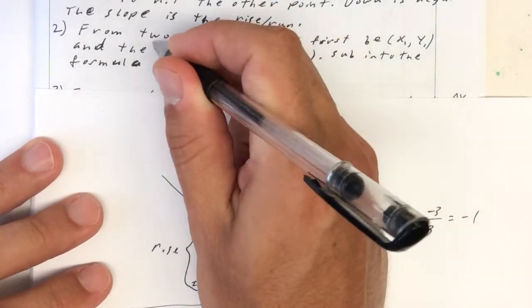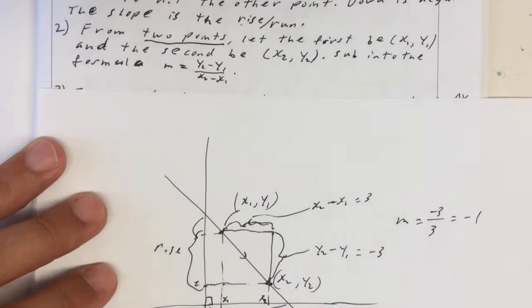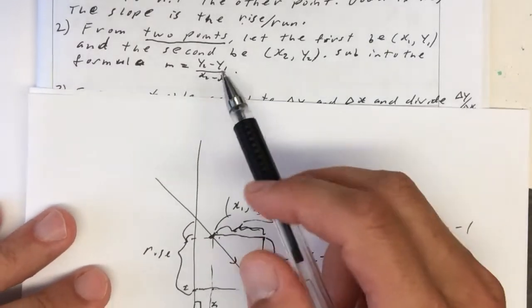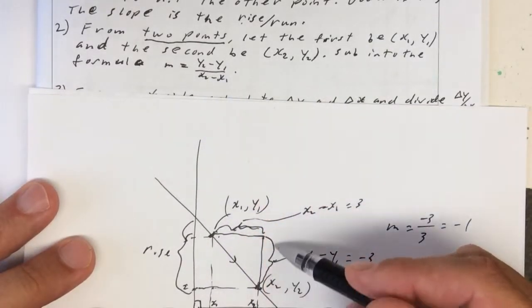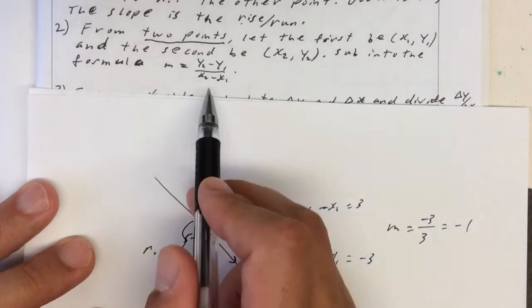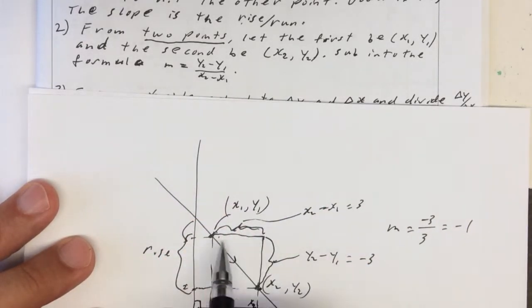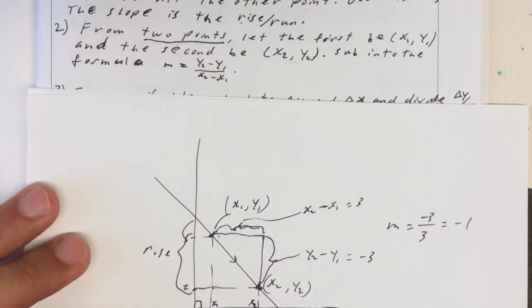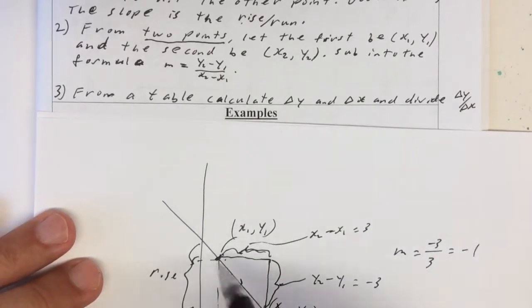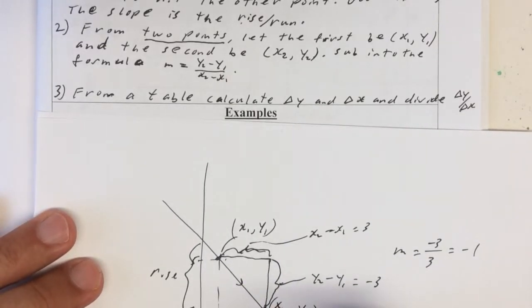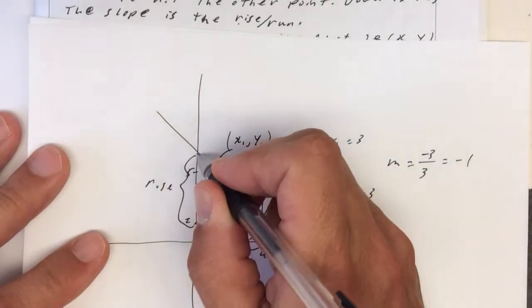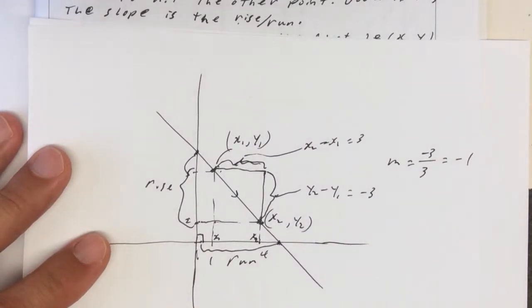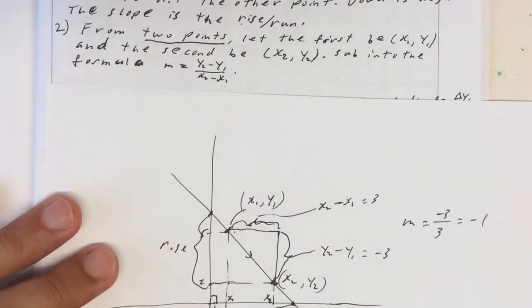From 2 points, if you've got them, just like we got here, you're going to get the rise from doing y2 minus y1, and the run from doing x2 minus x1. It has to be from any 2 points on the line. This one's kind of easy because you actually have 2 points that are on the axes. If you knew exactly what they were, that would make it really easy. We don't, so we're not too worried about it.